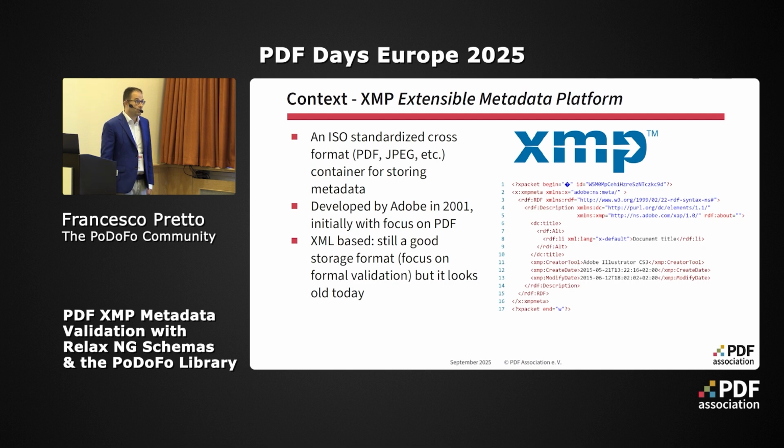I would say it's still a good choice, because on XML, researchers spent a lot on formal validation and found different strategies. Of course, it looks a little bit old today. If you are thinking about JSON, that's what I was thinking as well. On the right, of course, you have an XMP packet that you can find easily in many PDF documents, and this one is coming from an Adobe product.